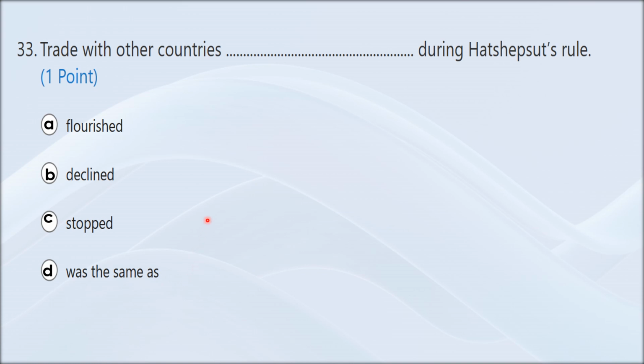Okay, so choose the right answer. Flourished, trade with other countries flourished, declined, stopped, was the same as during Hatshepsut's rule.